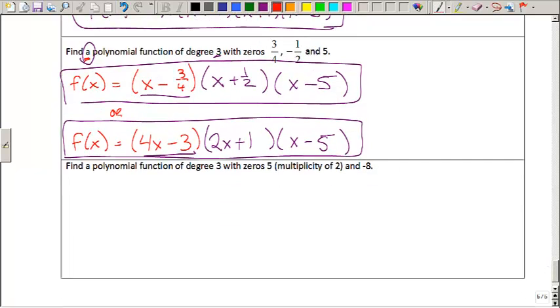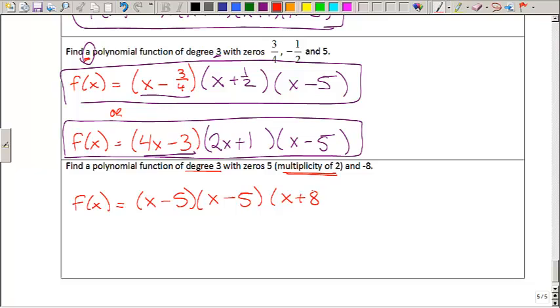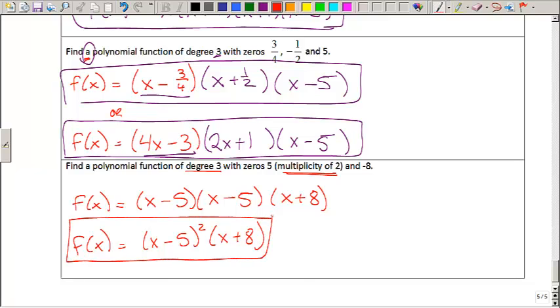This last one is basically the same, except I'm giving you a multiplicity of 2. So we have a degree of 3, so I have 3 x's that I'll be using. I have zeros of 5, but the 0 of 5 has a multiplicity of 2, so I have x minus 5 times x minus 5. Both of those are factors. And I have a 0 of negative 8. That gives me an x plus 8. And if you multiply all these three together, you get a degree of 3 with the following zeros. The only thing that might make it a little bit nicer is instead of writing x minus 5 times x minus 5, we could just write x minus 5 squared, and that's just a little bit more concise.